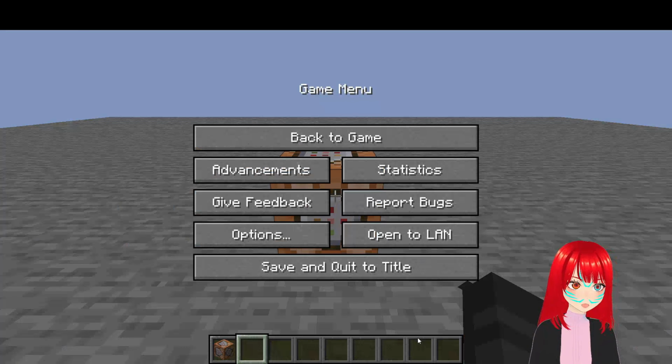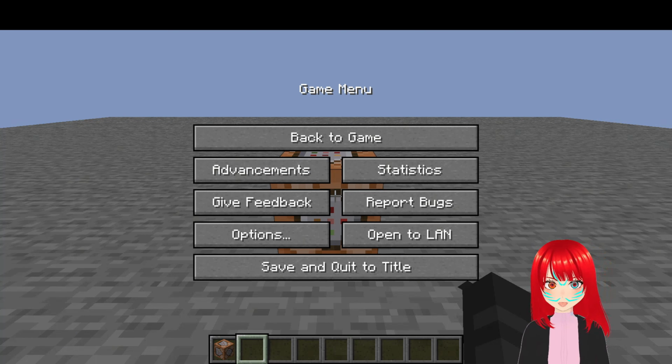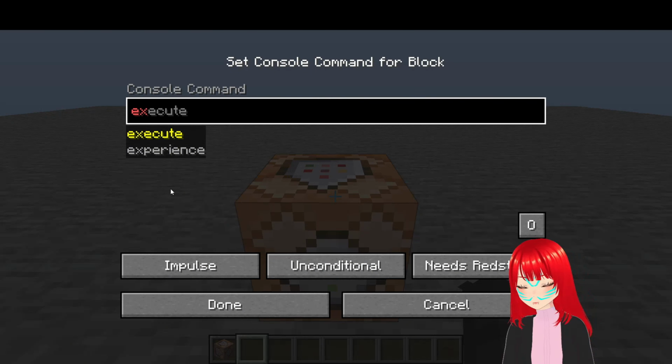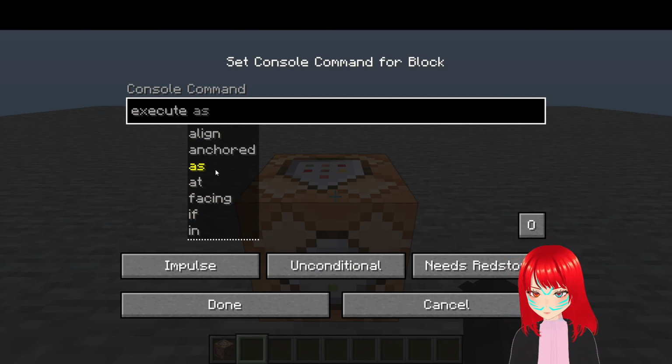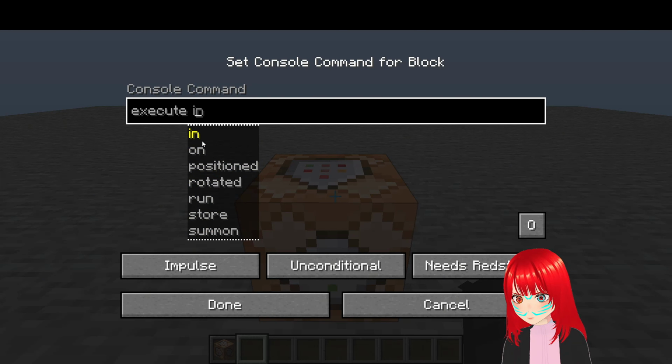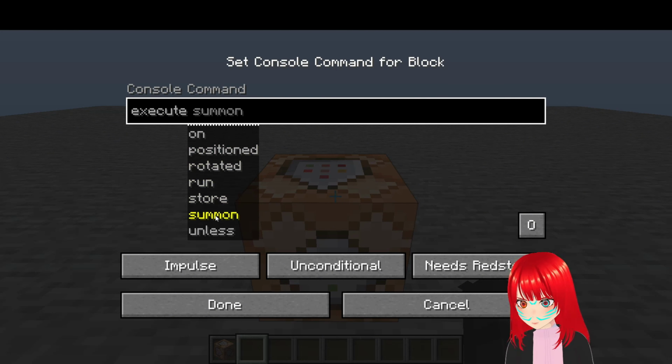Okay, so, right, this time I'm going to be going over the statements, such as all of these after the execute command, because you can't really run the execute command if you don't know what all of this does.